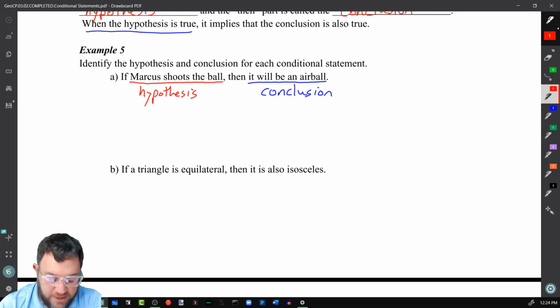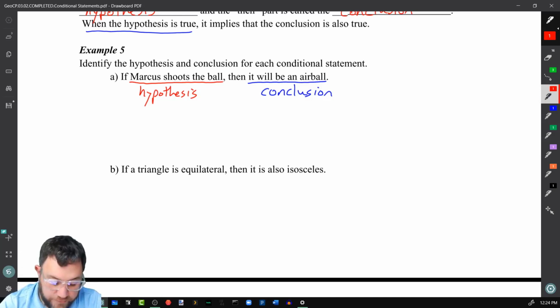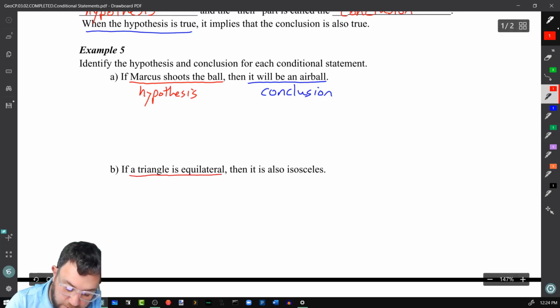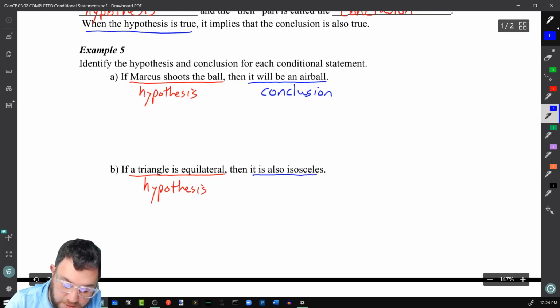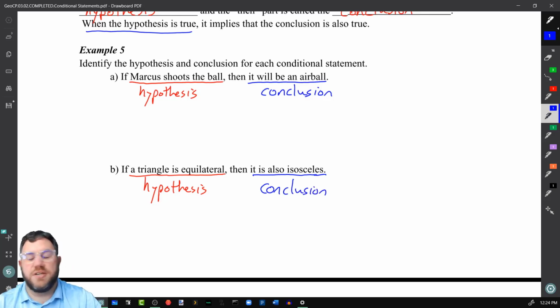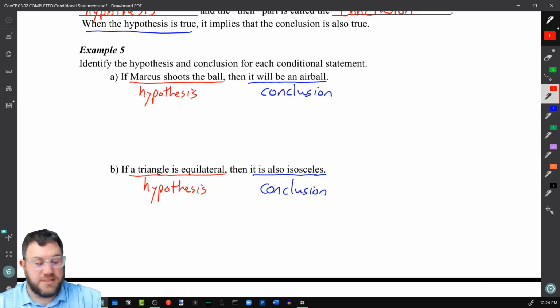For 5b, if a triangle is equilateral, then it is also isosceles. So what comes after the if? A triangle is equilateral. So that's our hypothesis. What comes after the then? It is also isosceles. So that's our conclusion. Notice if and then in both of these are not underlined because they are not part of the hypothesis or the conclusion.